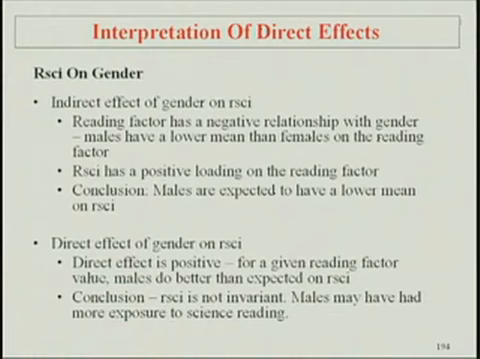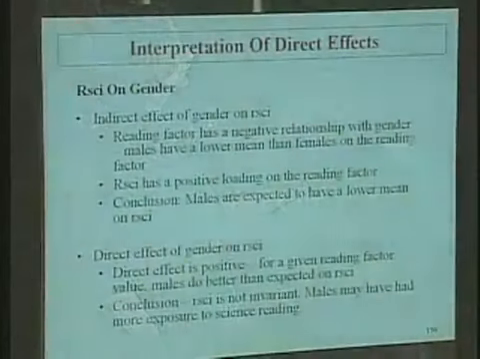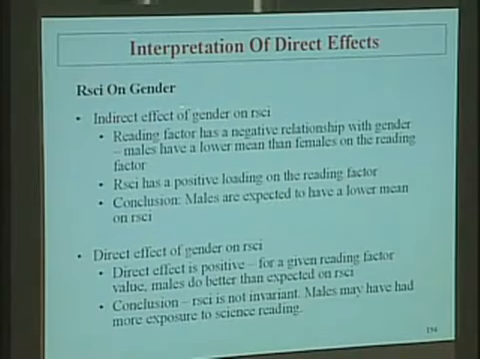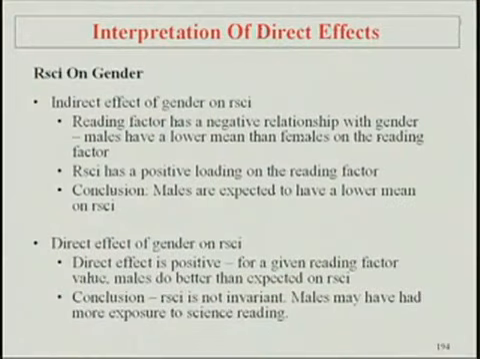So then how do we think about these? We know if we have a direct effect, we have measurement non-invariance. But if you were writing a paper or something, how would you think about it? And we like to think about it in 2 steps. So let's take reading science on gender. Let's talk about the indirect effect of gender. We just said the reading factor has a negative relationship with gender. Males have a lower mean than females on reading. So we said that when we were looking at the output.